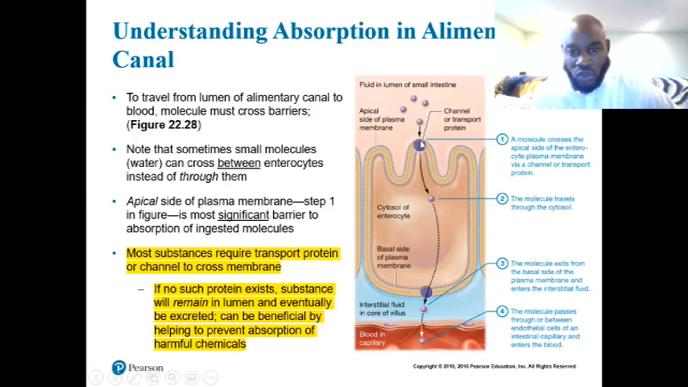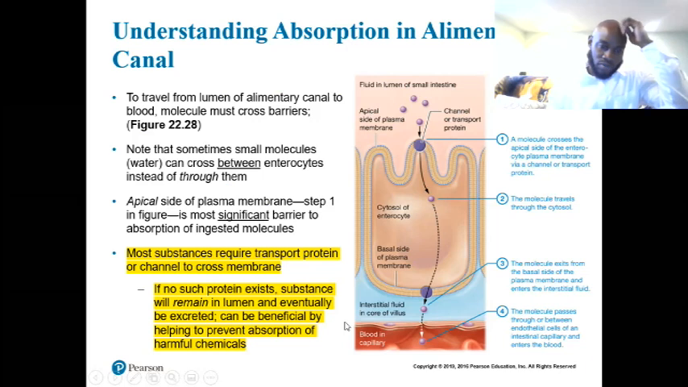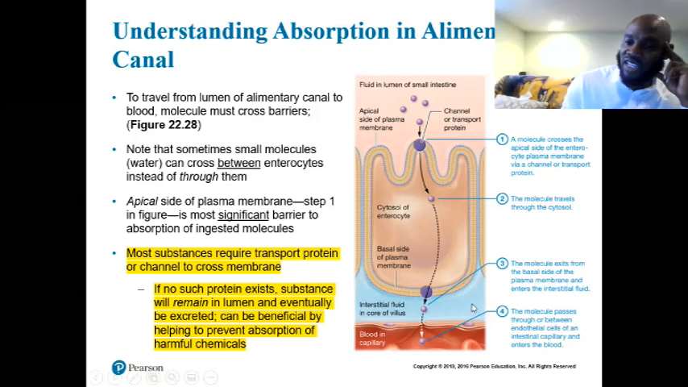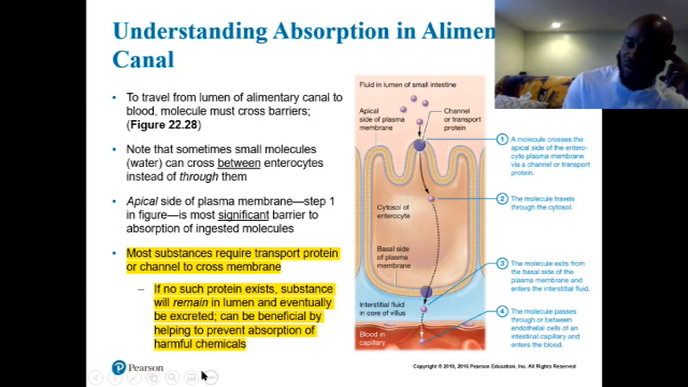Some carbohydrate, for instance, first has to get through the apical side. Most substances require a transport protein or channel to cross the membrane, to get inside the enterocyte. If there is nothing to help it get into the enterocyte, then it will remain in the intestines and eventually be excreted. But if it passes through a channel, or some transport protein helps it get inside, this is active transport.